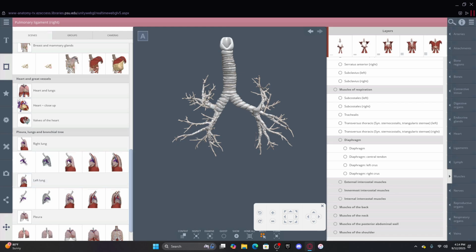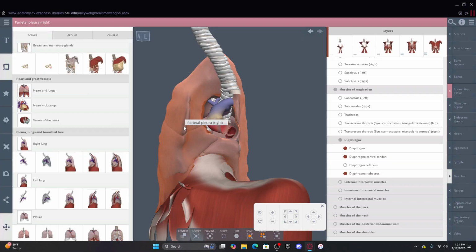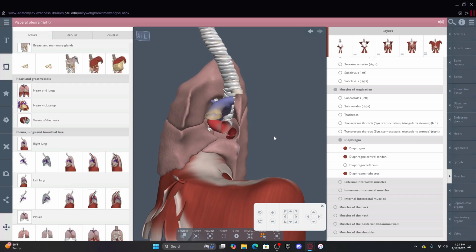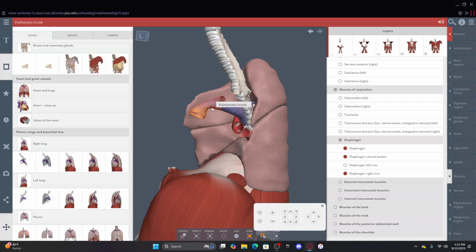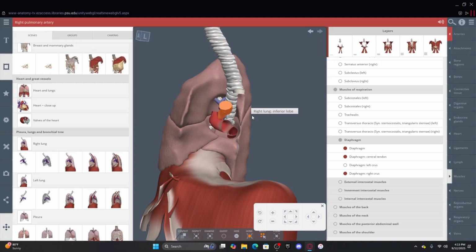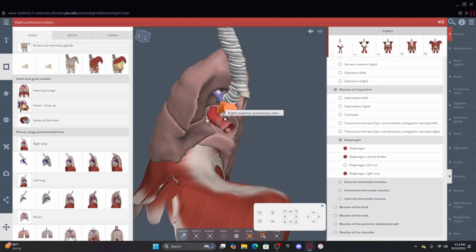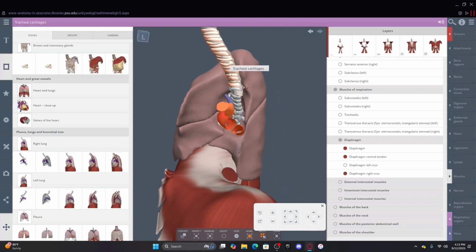All right, now I'm going to move on to a better image where we can actually see the hilum. So this is the hilum. I'm going to remove the parietal pleura. I'm going to remove the visceral pleura. Right now we're looking at the right lung. And I'm going to remove the pulmonary trunk. Now we have our pulmonary artery. Then we have our pulmonary veins. And let me remove these parts of the trachea here.